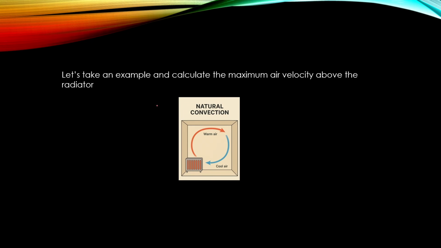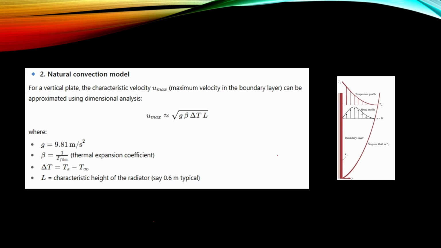Let's take an example and calculate the maximum velocity above the radiator. When we have this kind of vertical flat plate, we will have boundary layer development which starts from the bottom of the plate, and the velocity profile will be something like this. Because our plate is not moving, the velocity at the surface of the plate must be zero. And now when our plate temperature is higher than the temperature of the environment, our temperature profile will be something like this.